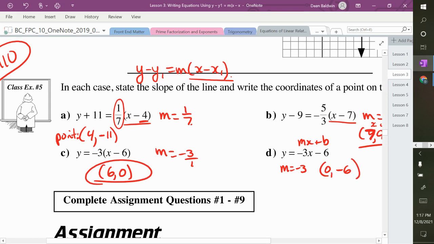Now, there's another way to do it. If you really want to, you can factor out a negative 3. If I factor out a negative 3, what's left in the brackets if I factor out a negative 3?